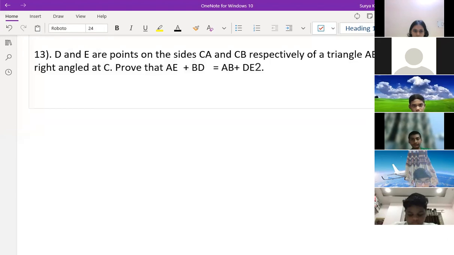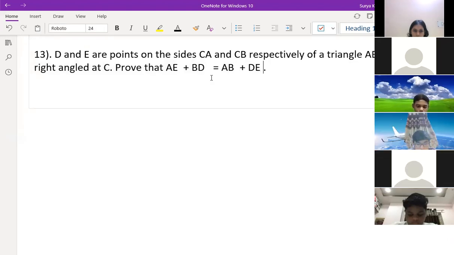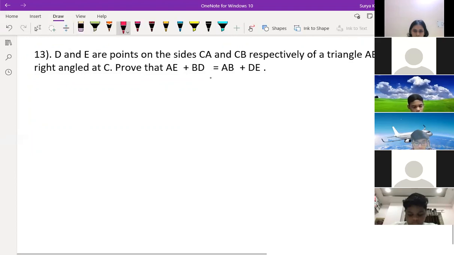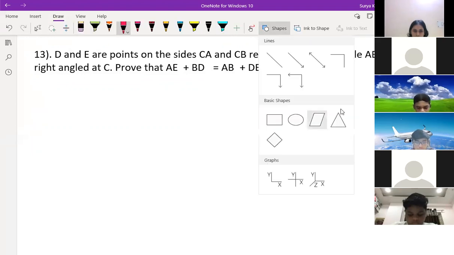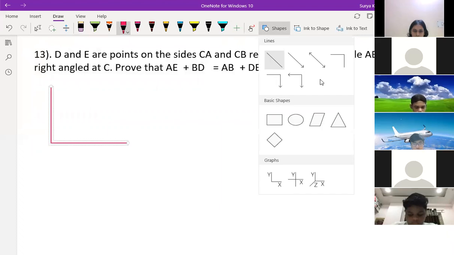Yeah, see this question. What they're asking here: D and E are the points on side CA and CB respectively of triangle ABC, right angle at C. First you draw a right angle triangle, with the right angle at C.